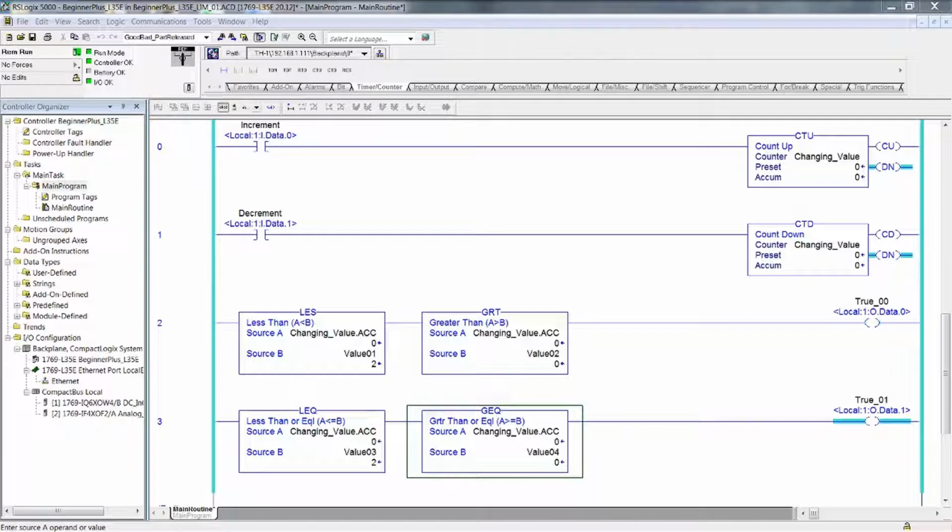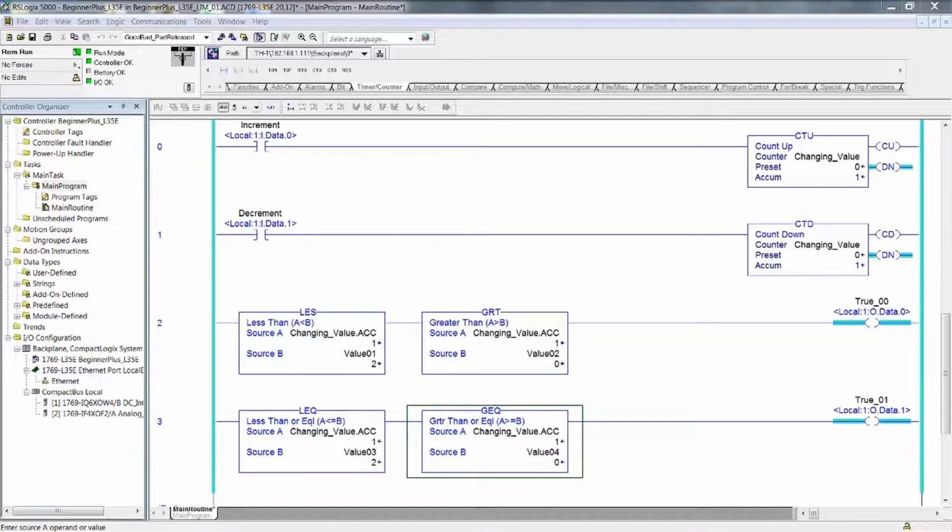If I go up, it's false. If I go up, it's false. If I go down, it's false. So 1 is the only value for changing value accumulate that renders rung number 2 true with the current values for value 1 and value 2.